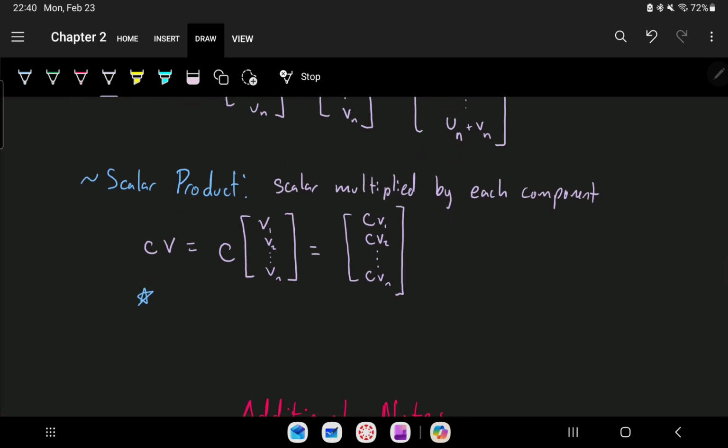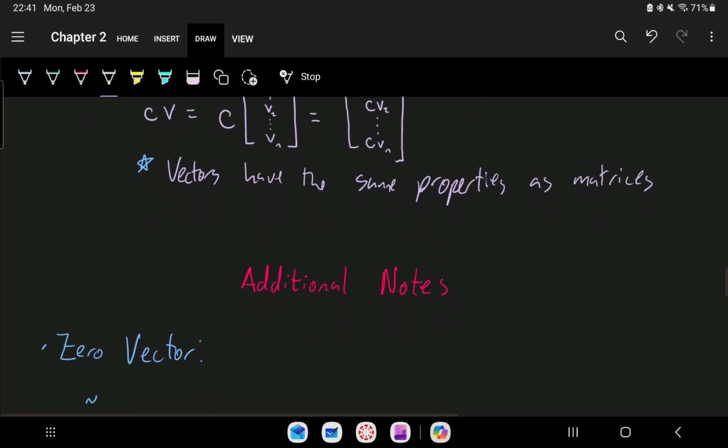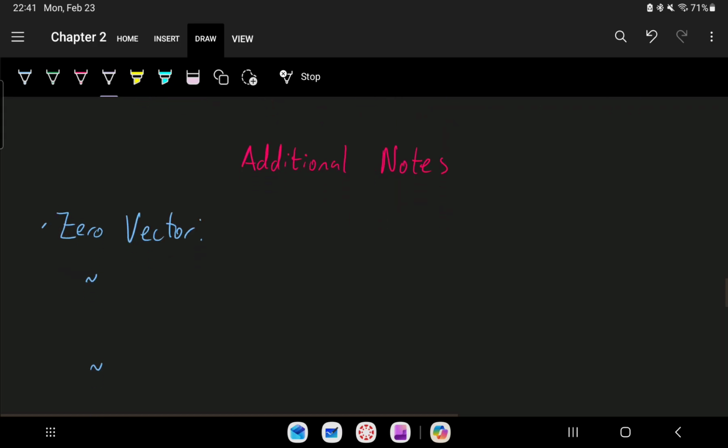And what do we notice about these vectors? They have the same properties as matrices. This is going to go for the distributive property, associative, everything, so on and so forth. It does make this pretty straightforward. You know, we're not really doing too much new yet. We're just kind of repositioning our reference frame, if you will.